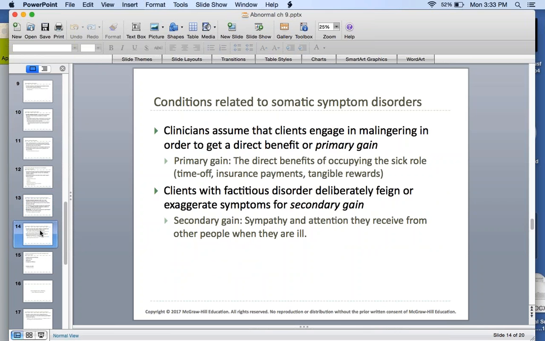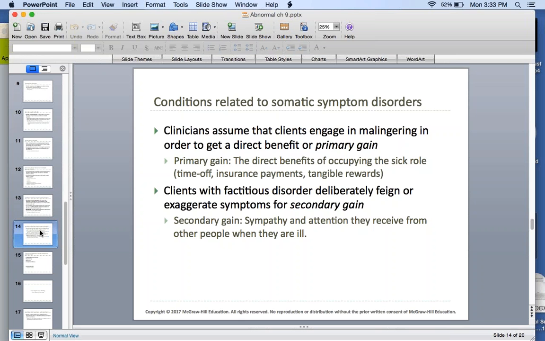Okay, and then we have conditions related to somatic symptom disorders. So clinicians assume that clients engage in malingering in order to get this direct benefit, or primary gain. Okay, so the primary gain would be direct benefits of occupying the sick role: time off, insurance, tangible rewards. Clients with factitious disorder deliberately feign or exaggerate symptoms, and this is called a secondary gain, and that would be sympathy and attention they receive from other people when they're ill.